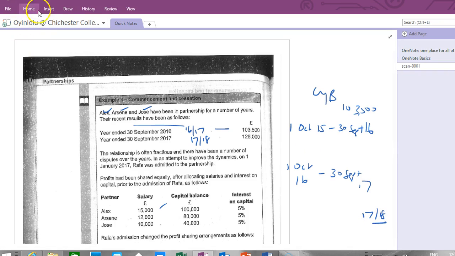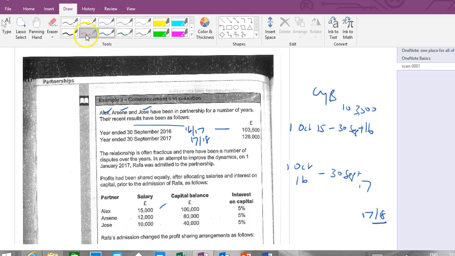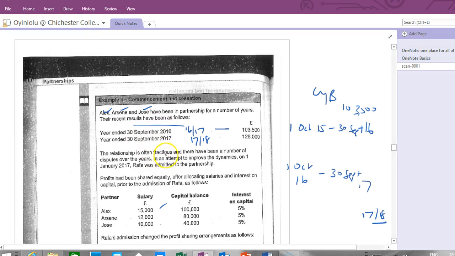So I'm just going to change my pen color. Now what does it tell us? It says the relationship is often fractious. I'm not surprised. And there have been a number of disputes. In an attempt to improve the dynamics, on the 1st of January 17, Rafa joins them. Rafa is still in the English Premiership, actually. These three have now left.